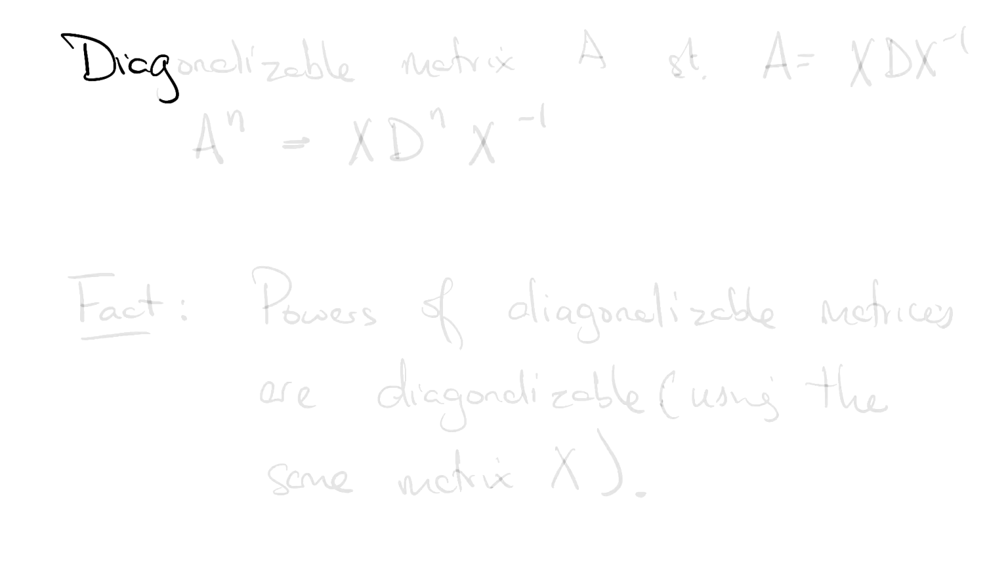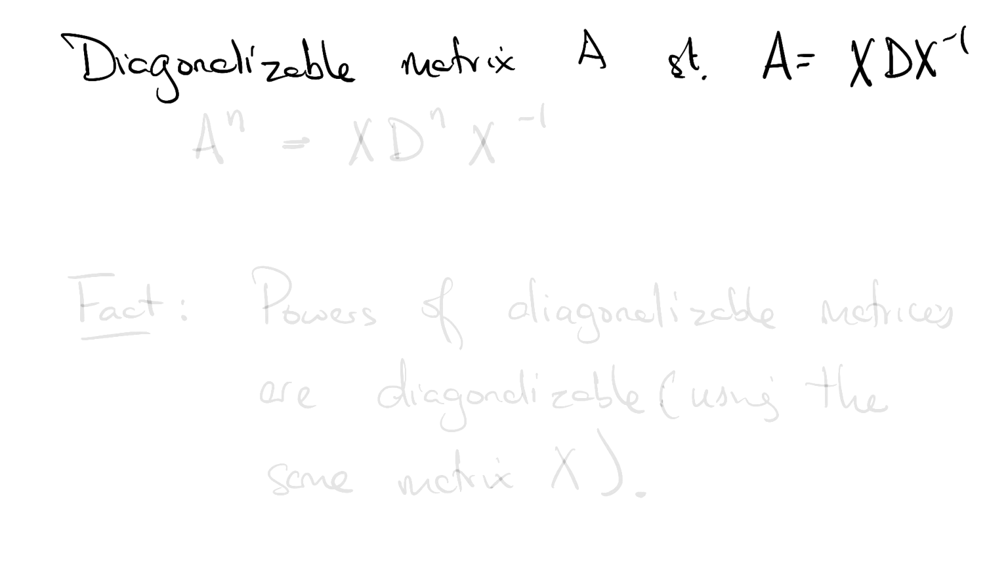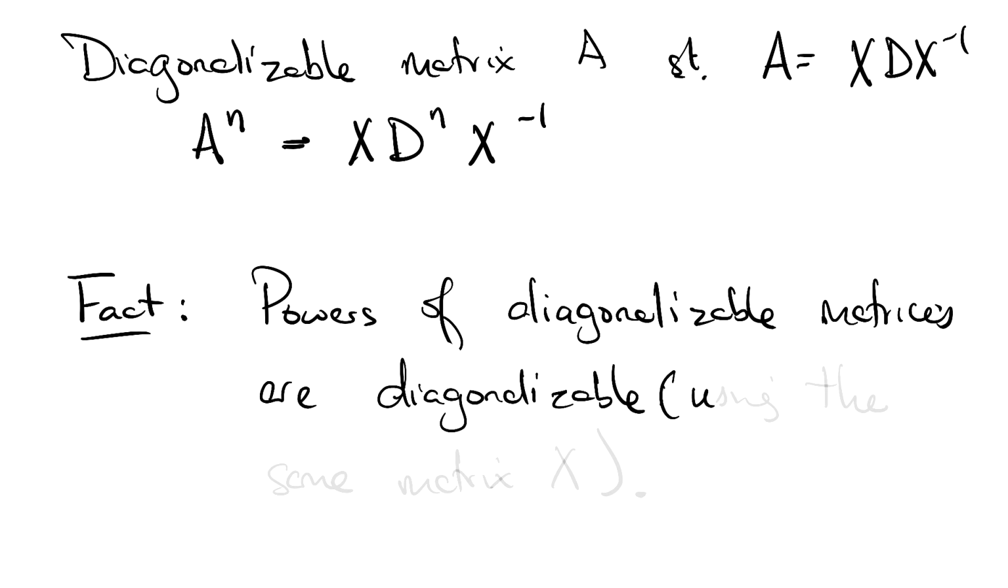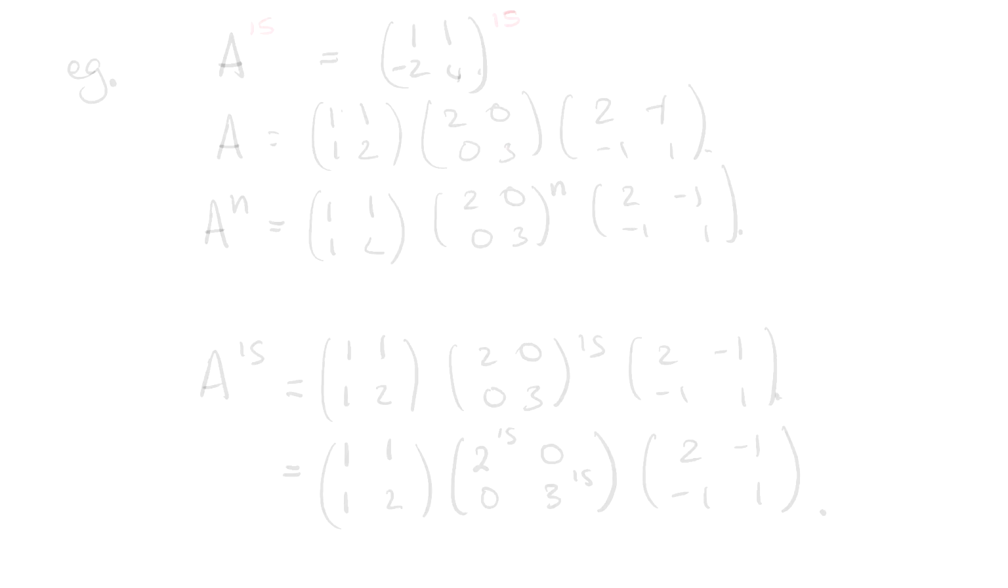For a diagonalizable matrix A, such that A is equal to X D X inverse, what we have is that A to the n is going to be equal to X D to the n X inverse. And one thing before we do an example, this means that we have the following fact. Powers of diagonalizable matrices are also diagonalizable using the same matrix X. All right, let's do an example.